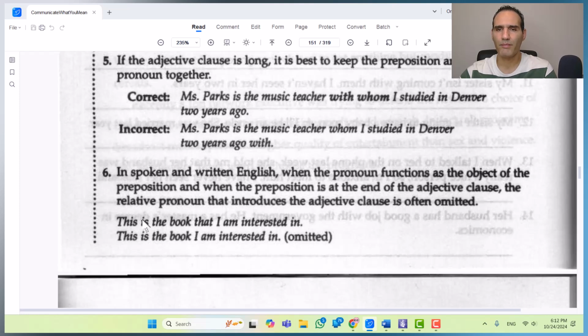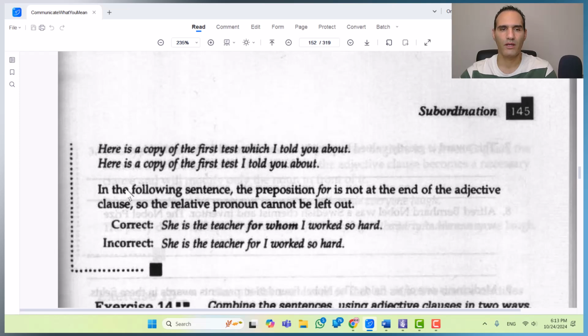And if you remember, relative pronouns as objects could be omitted, from the previous video. This is the book that I am interested in, or this is the book I'm interested in. Relative pronoun as object can be omitted. Okay, we had it in the previous video. And here is a copy of the first test which I told you about, or a copy of the first test I told you about.